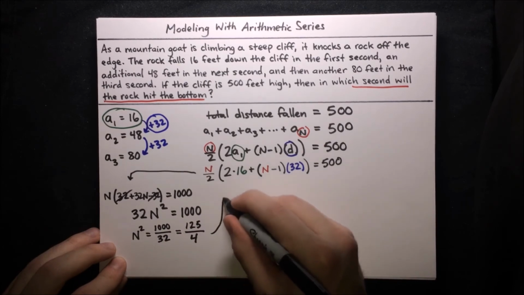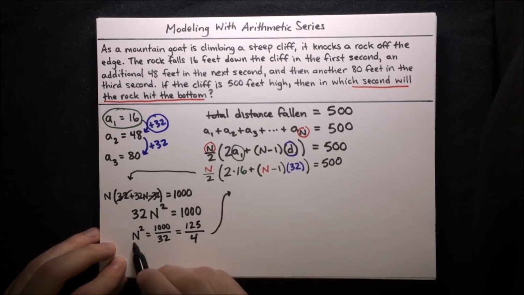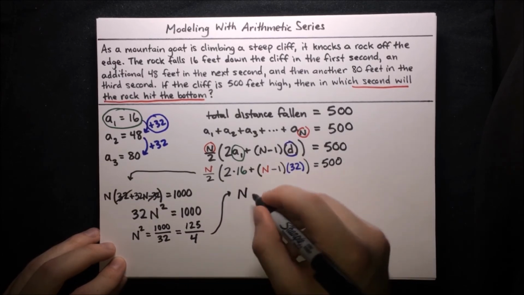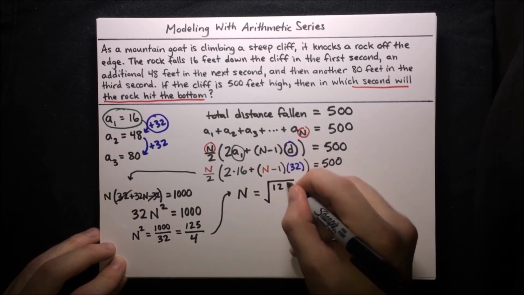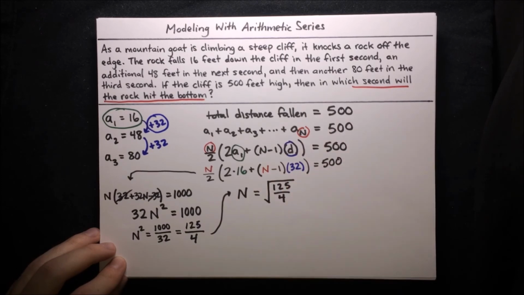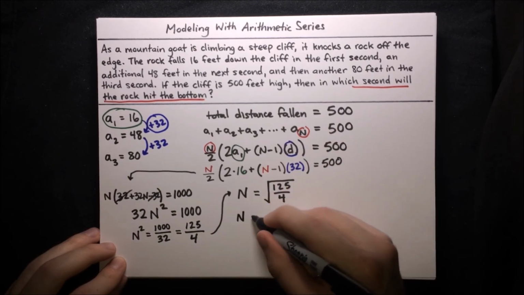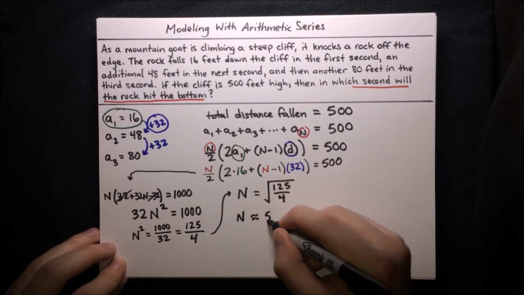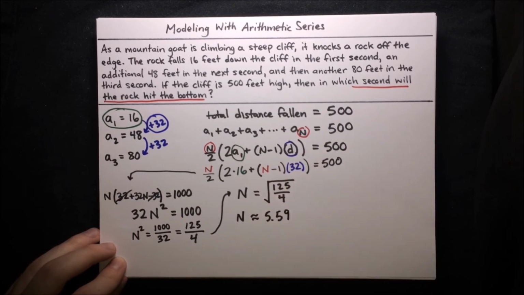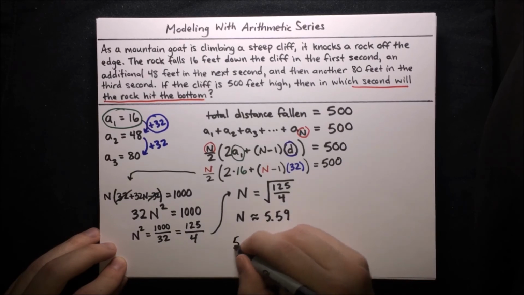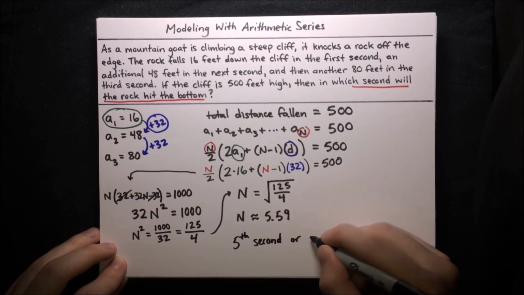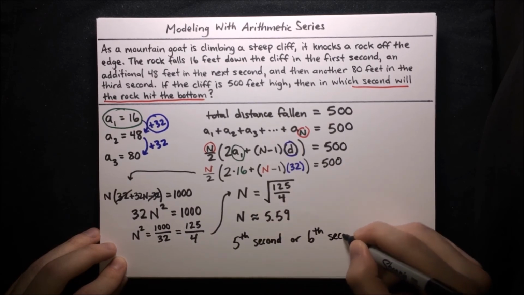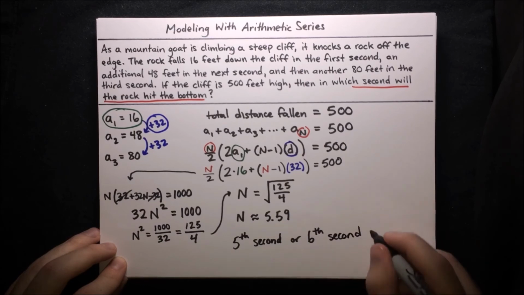Alright, so now let's bring this back up to a new row of work. If n squared is 125 over 4, we can go ahead and get n by itself, removing that square by square rooting both sides. So n equals the square root of 125 over 4. So punching that into our calculator, we figure out that n is approximately 5.59. So we have to make a choice. Is it the 5th second or the 6th second in which the rock hits the bottom?